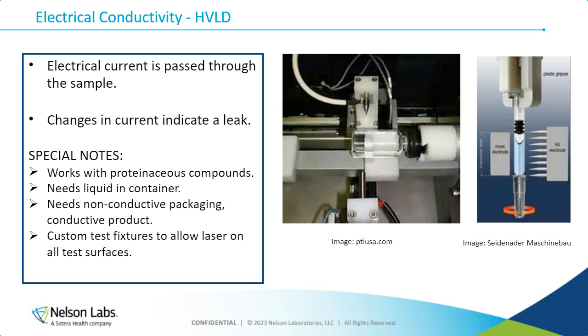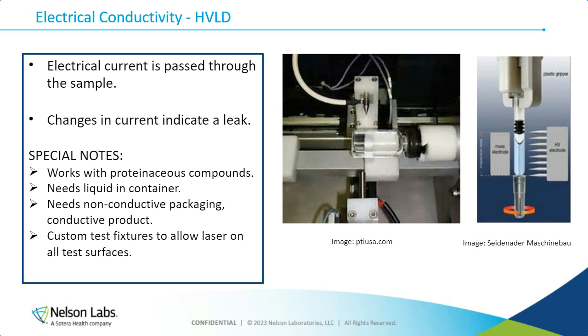So these are the beginning of the deterministic methods. I'm starting here with high voltage leak detection or electrical conductivity. In this, this is the detector emitter. I have one side that's sending an electric signal. I have the other side that's receiving that signal, and they're looking for a change in the signal, which would indicate that you have a leak.